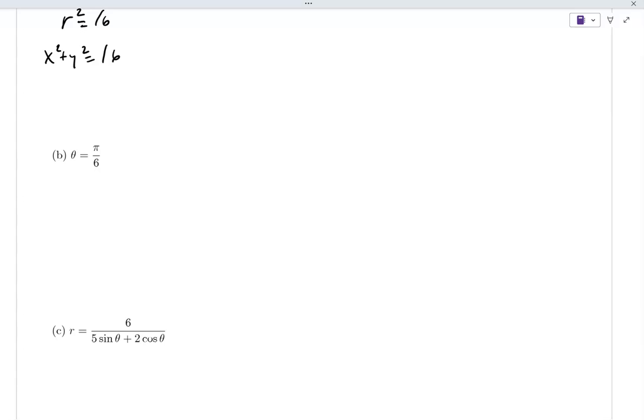Let's look at part B. Part B has theta equals pi over 6. Also a pretty easy equation, right? This one says your theta always has to be pi over 6, but your r can be anything. What kind of a graph would you get if your theta always has to be pi over 6? So the angle that you make with the positive x-axis or with the polar axis always has to be pi over 6, but the distance from the origin, the r value, can be anything. What kind of a shape are you going to end up with?